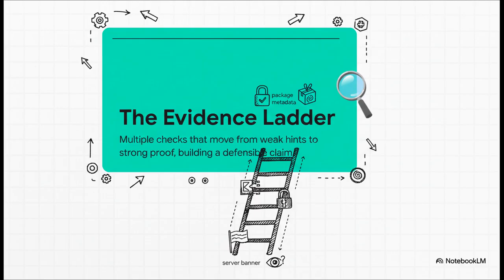The answer is using what I call the evidence ladder. It's a really simple idea. You structure your analysis by moving from the weakest clues, like say a server banner, up to the strongest forms of proof, like actual package metadata. You're not just matching a string anymore, you're building a defensible argument, piece by piece.